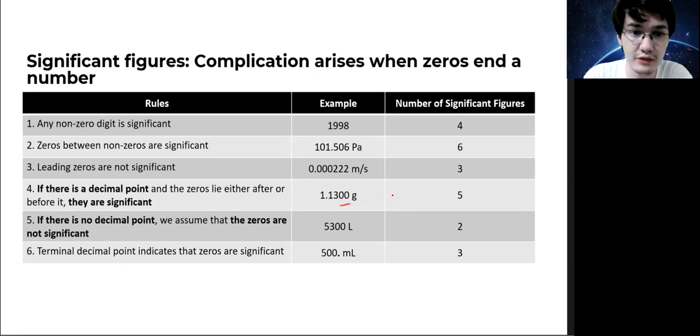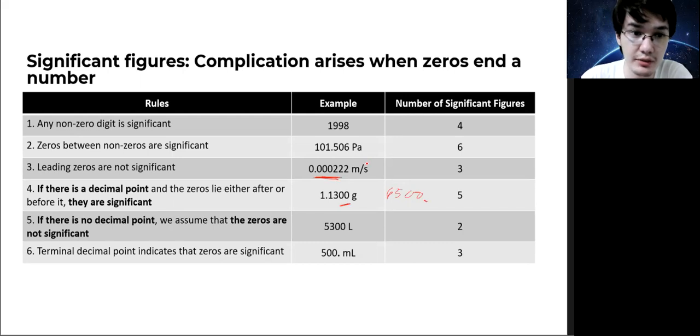And when we say that the zero is before the decimal point, we pertain to numbers such as 6. So the zeros lie before the decimal point. The rule is different from rule 3. Leading zeros are not significant since these zeros only place the non-zero digits of the whole number.